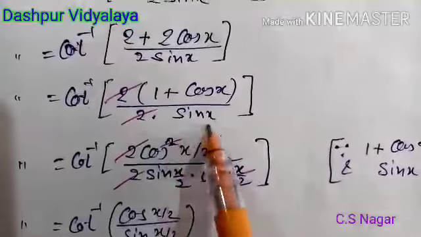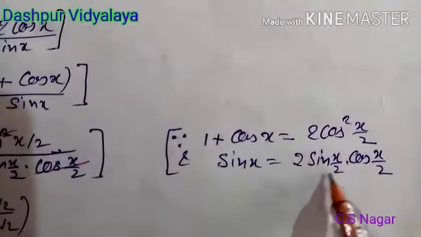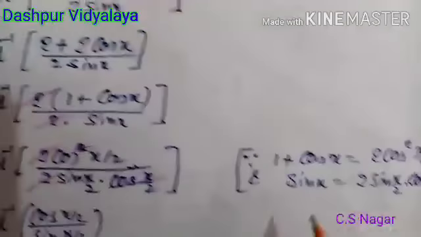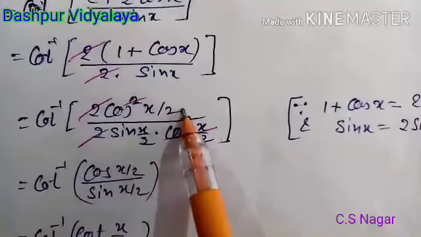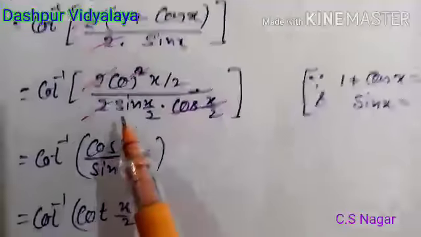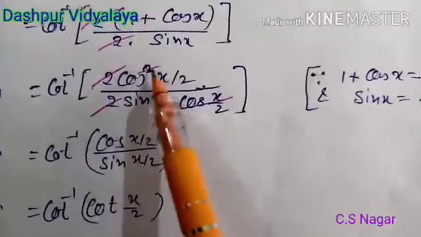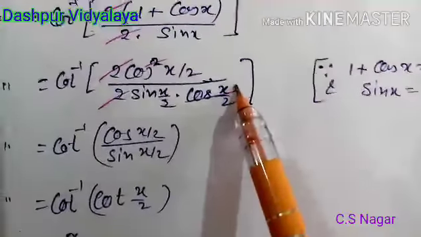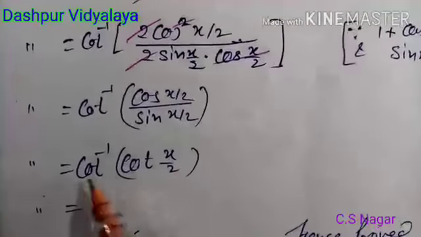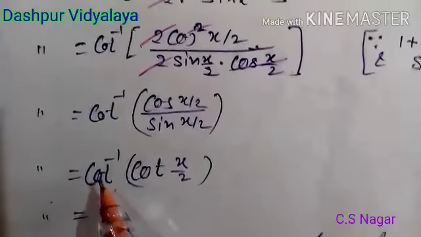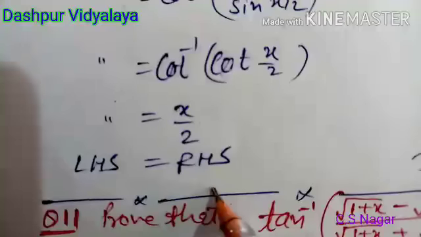Now 1 plus cos x and sin x. 1 plus cos x is 2 times cos square x by 2, and sin x is 2 sin x by 2 into cos x by 2. So 1 plus cos x breaks into half the angle, it will be 2 cos square x by 2, and sin x also breaks into half the angle, it will be 2 times sin x by 2 into cos x by 2. Here 2 cancels out, and this square is cancelled by cos x by 2. So only cos x by 2 upon sin x by 2, that is cot x by 2, and this is cot inverse. So cot inverse and cot cancel out, this is x by 2, which is our RHS.